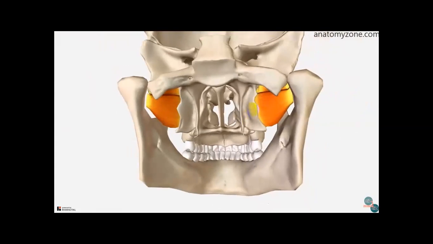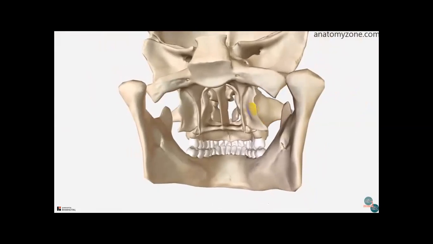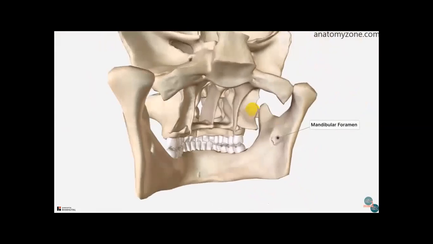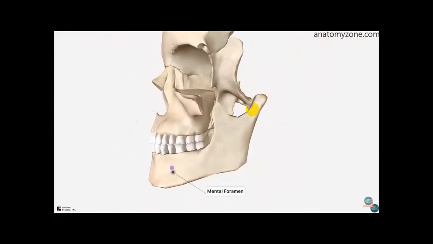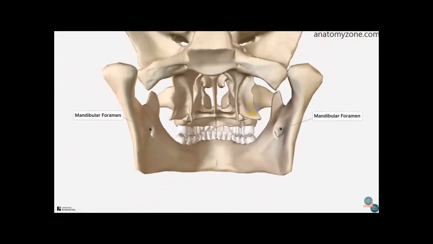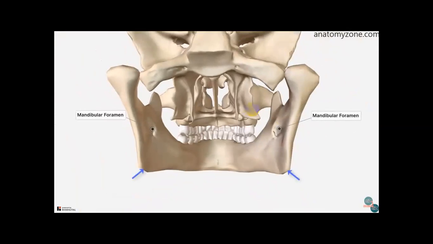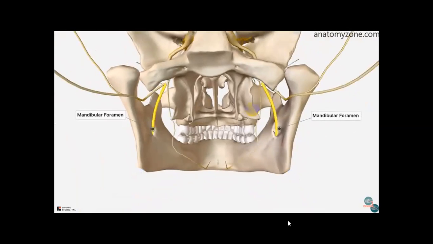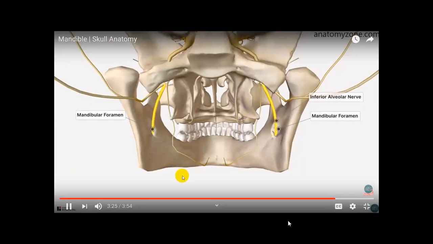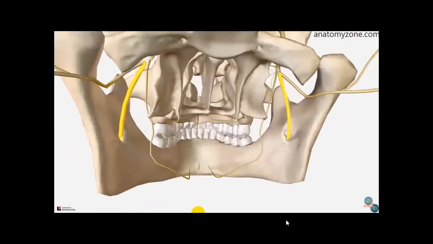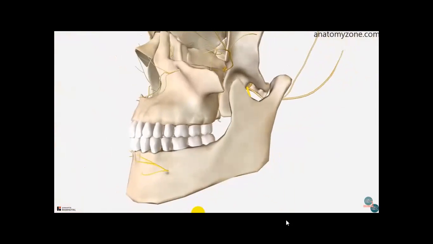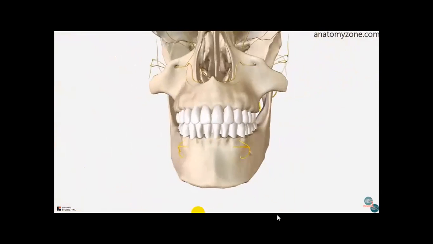The final thing to review are the foramina. There are two major foramina within the mandible: the mandibular foramen and the mental foramen. The mandibular foramen lies above the angle of the mandible on either side of the internal surface of the mandibular ramus. The inferior alveolar nerve, the branch of the mandibular nerve of the trigeminal, and the inferior alveolar artery enter the mandibular foramen and run anteriorly within the mandibular canal, exiting via the mental foramen.